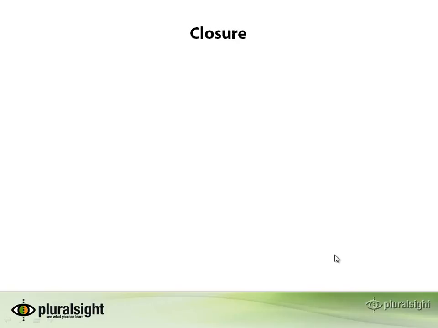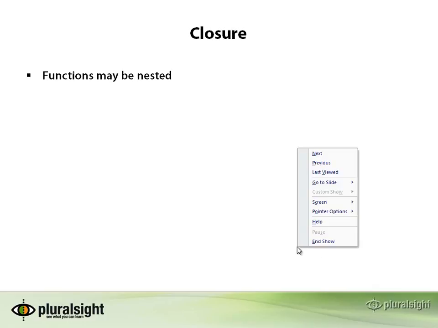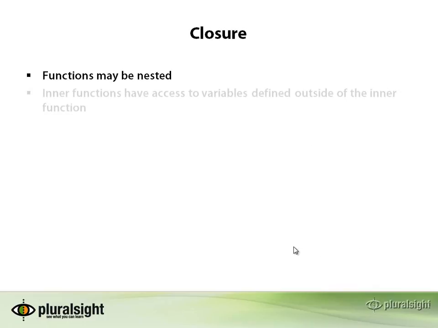JavaScript functions are allowed to be nested. It's possible to have a function within a function. And when that happens, the inner function has access to variables defined in the outer scope. In fact, the inner function has access to all variables that are in scope when it's declared. And this is the property known as closure.